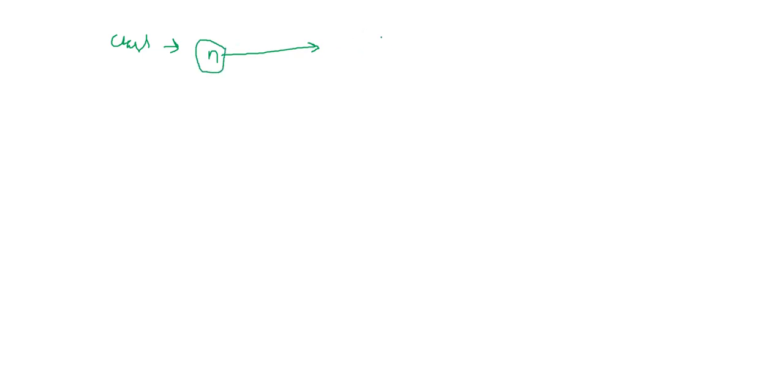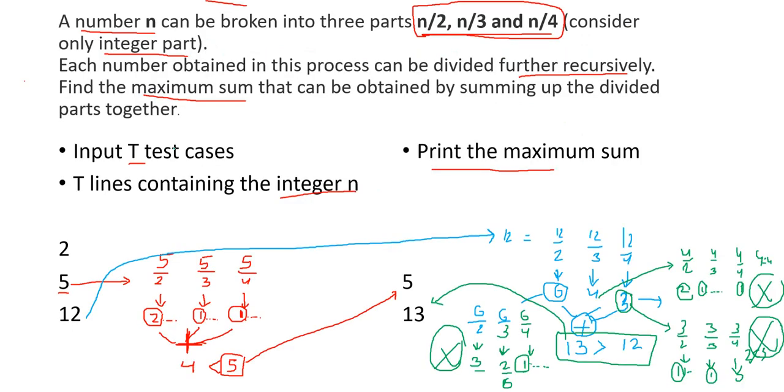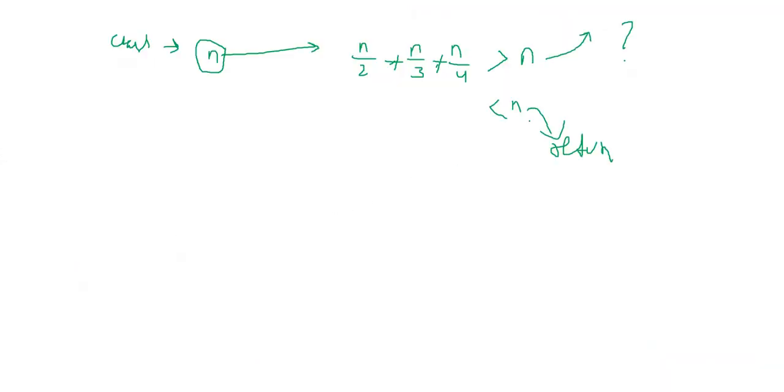Then we will divide n by 2, n by 3 and n by 4. We will check in the beginning itself if adding these three is greater than n. If it's greater than n, then we will move forward; I will tell what we should do there. If it's less than n, then just return n. Like in this case with 5, we are just returning 5 when it is small. In the same manner, if this number is small, then just return n.